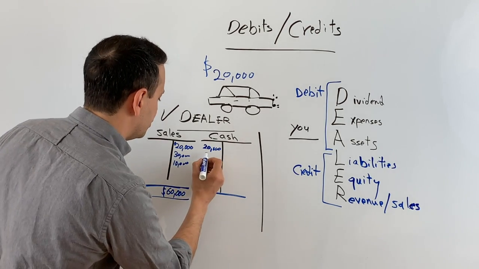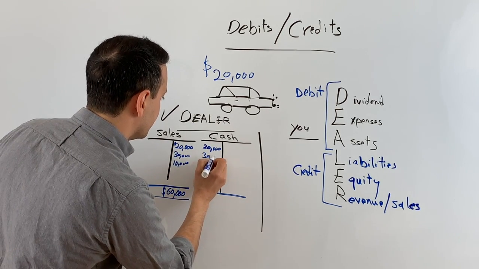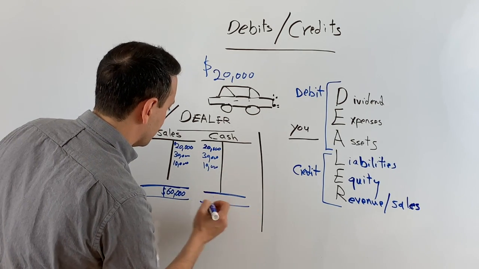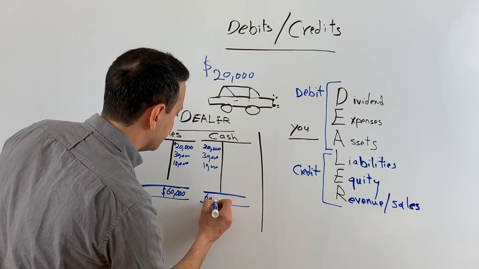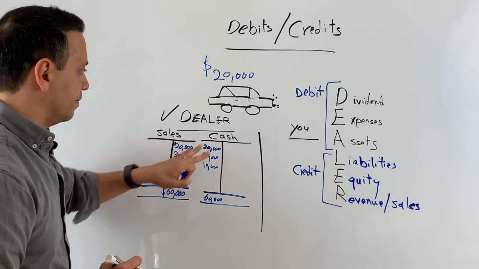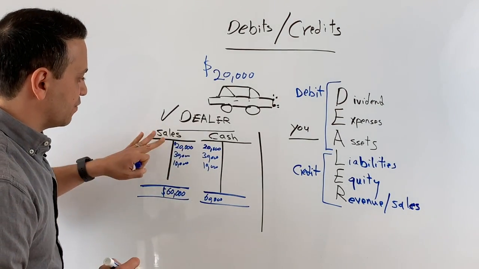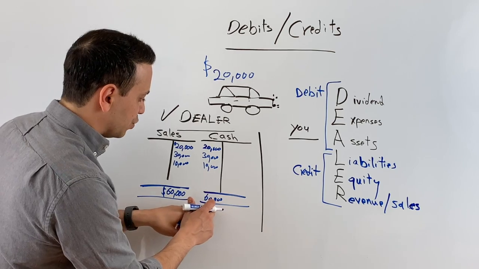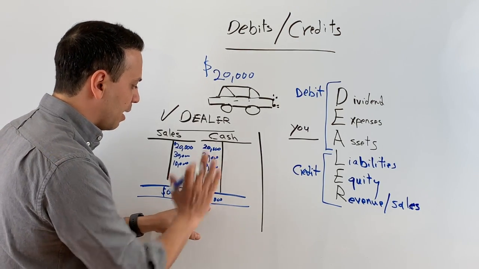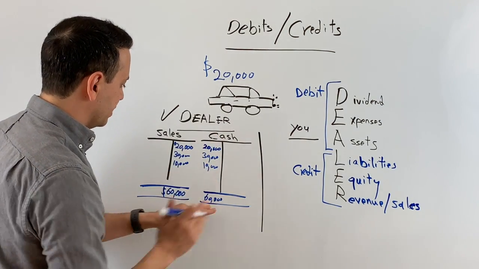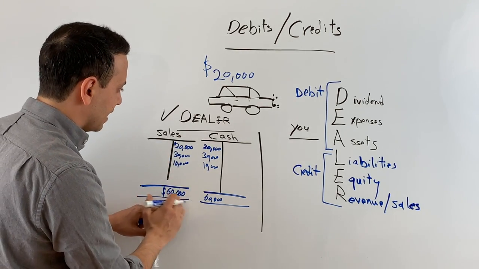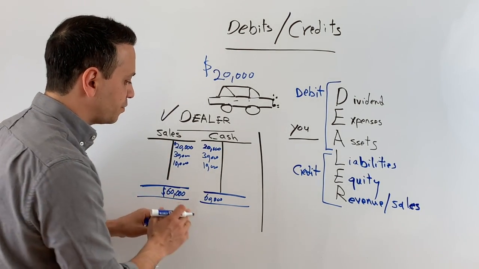And cash in the same way, so cash $60,000. Then in their financial statements for the dealer, on the balance sheet, their cash would have moved up by $60,000 month over month, and their sales would have gone up on the income statement by $60,000 month over month.